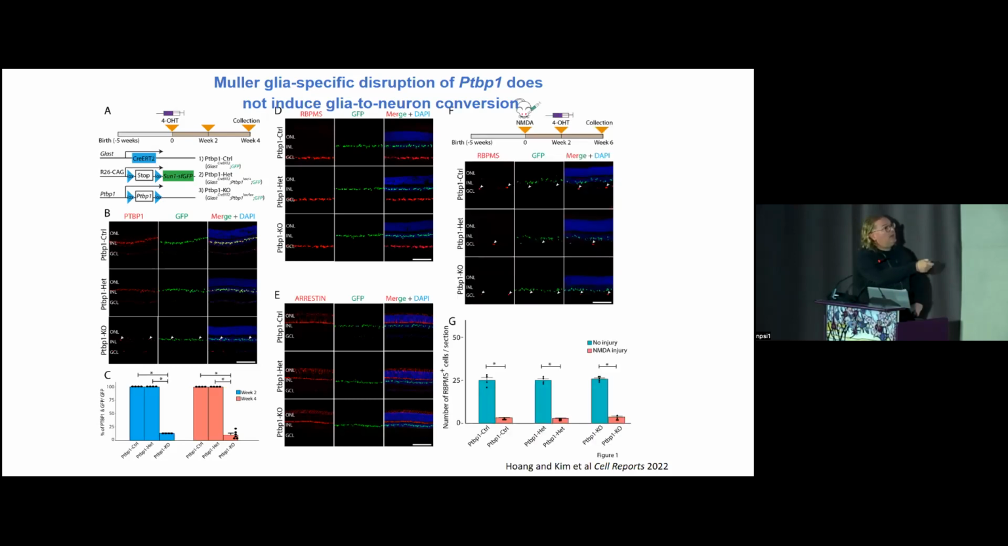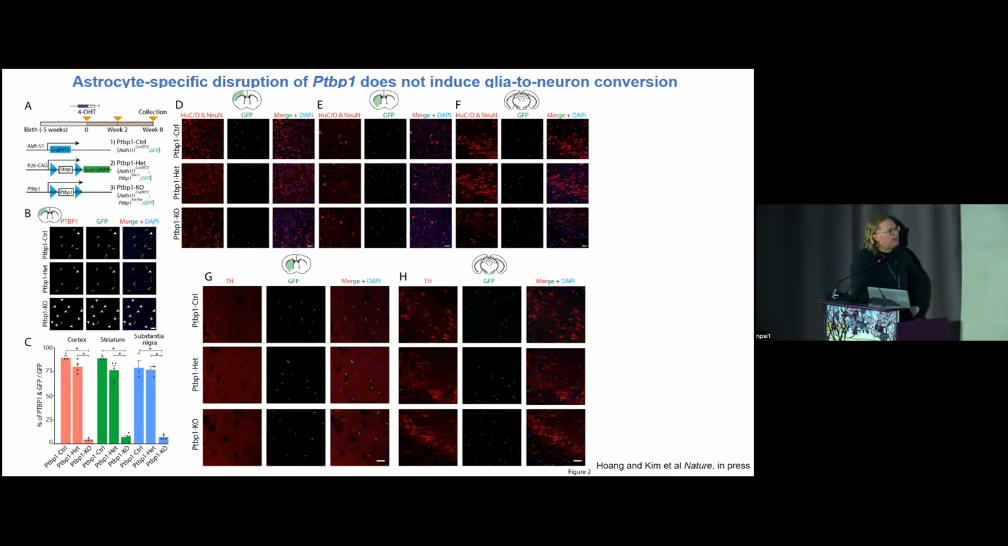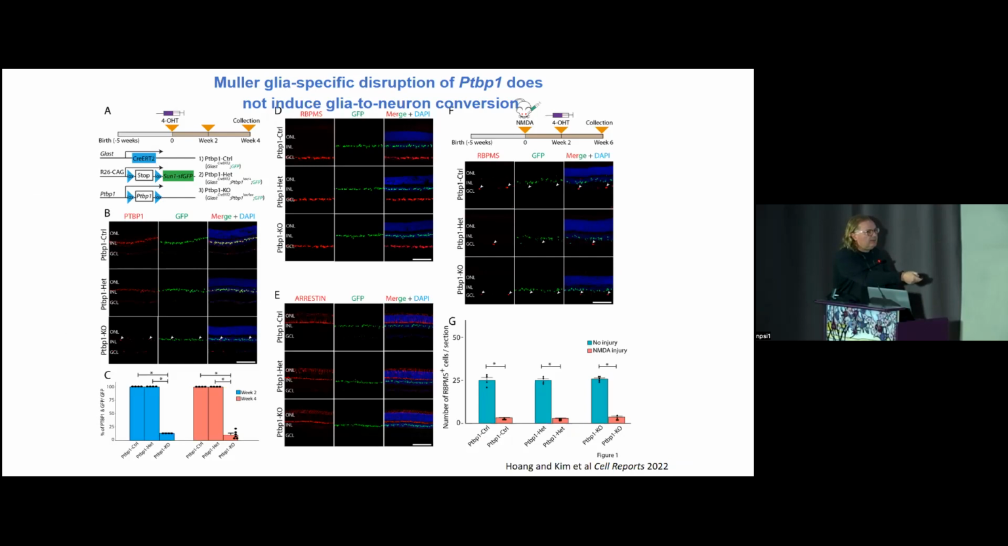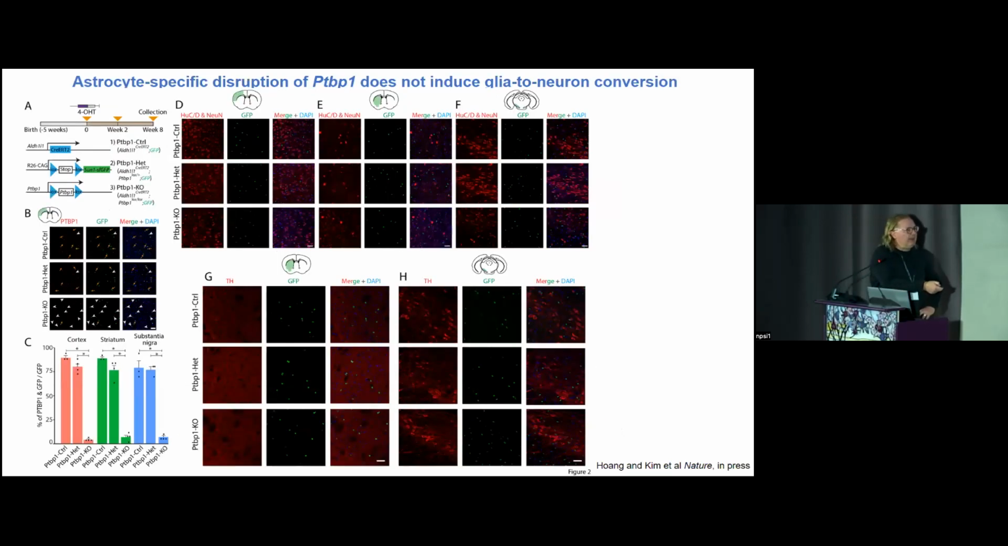So the previous claim was that basically you took out PTBP1, all the glia turn into ganglion cells, which in turn reconnect with the brain and are perfectly functional. We see nothing. In fact, PTBP1-deficient glia remain glial. They don't downregulate any glial markers. What about in the brain? Well, that work was published last year in Cell Reports. This is coming out essentially any day in Nature, where we disrupted PTBP1 in astrocytes using the ALDH1 transgenic line.